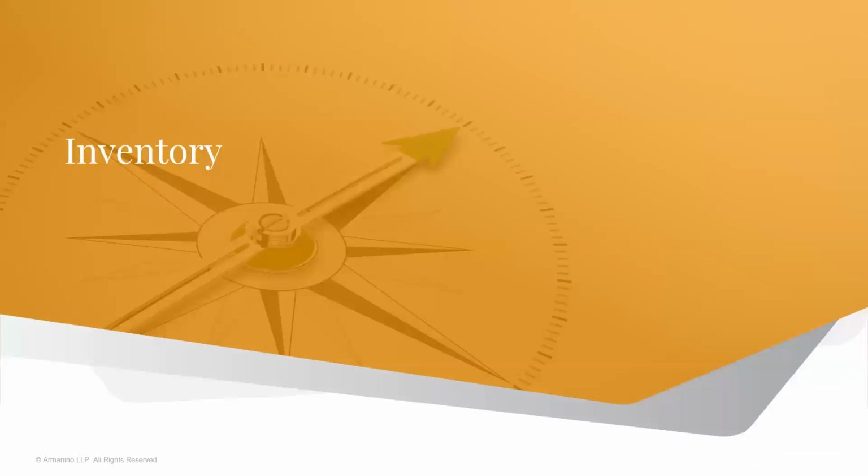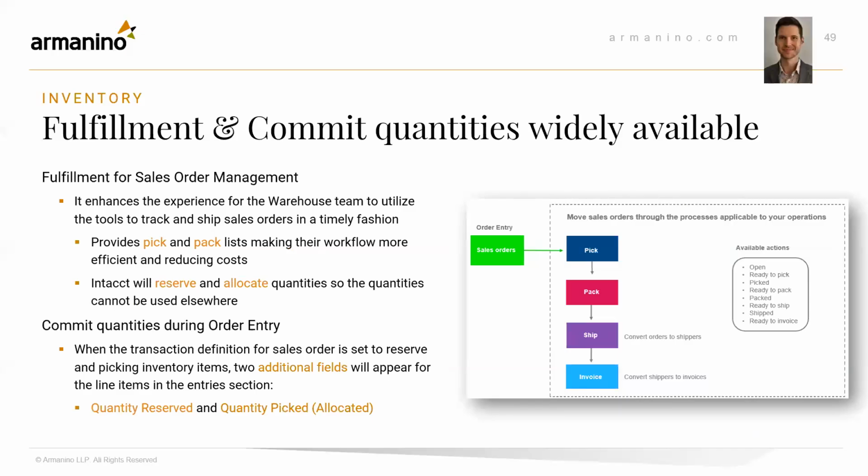This brings me to inventory. Previously, the fulfillment and the commit quantities was an early adopter program, but it is now widely available. To take a sales order and make a pick ticket and fulfillment transaction definition, and then add them to the workflow. Now Intacct has built them directly into the workflow and will automatically move inventory totals from quantity reserved to quantity picked to quantity packed and then quantity fulfilled.